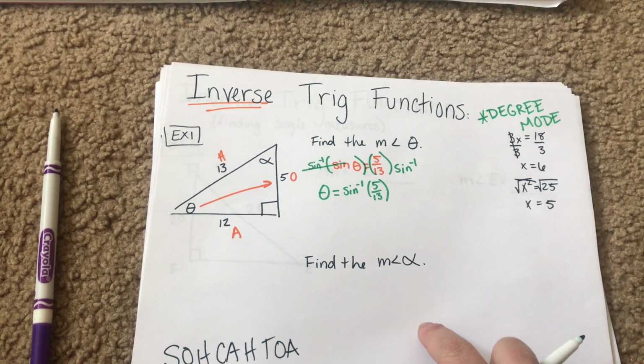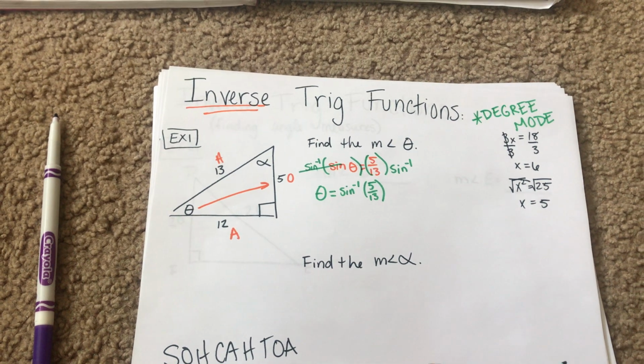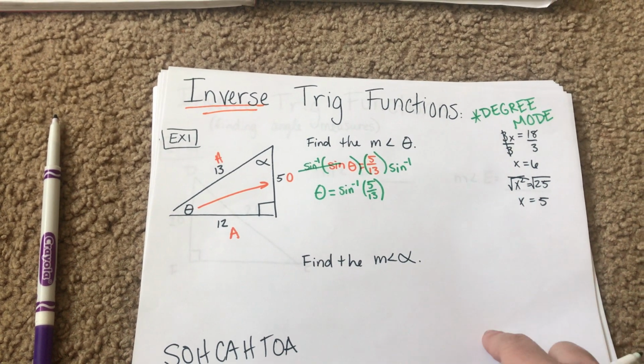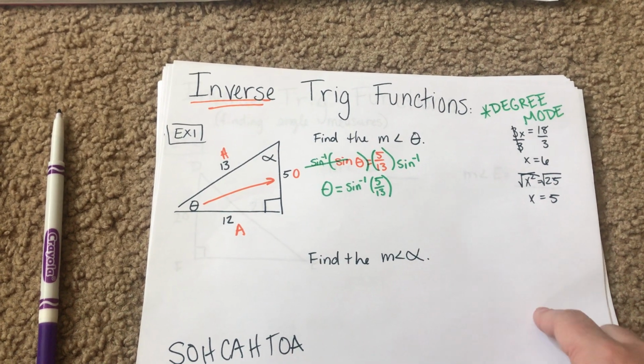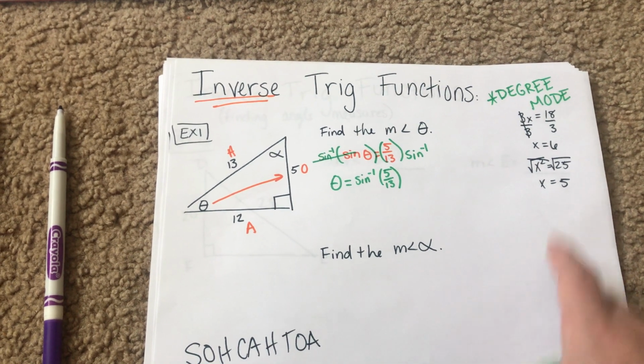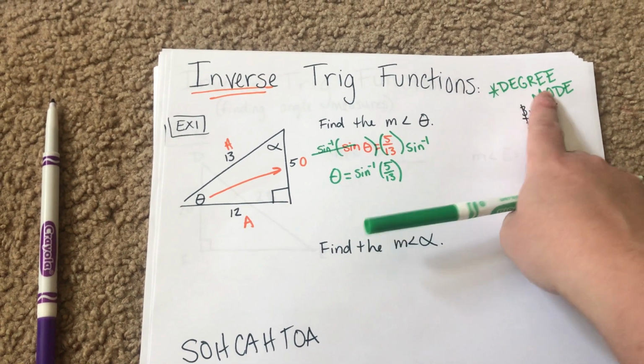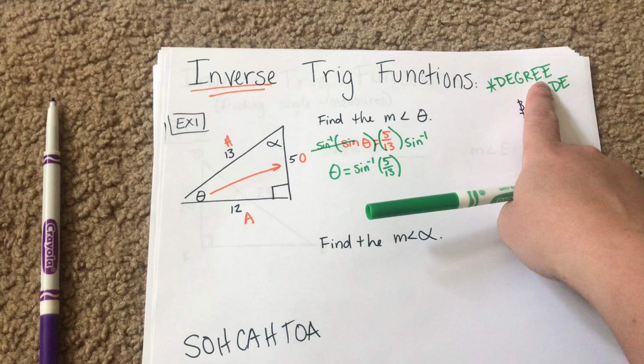And when you click that, you want to look at the second row, and it's going to say rad and deg, R-A-D or D-E-G, or maybe it'll say radians and degrees. Make sure you have degree mode on. That is very, very important, or you'll get some weird decimals.